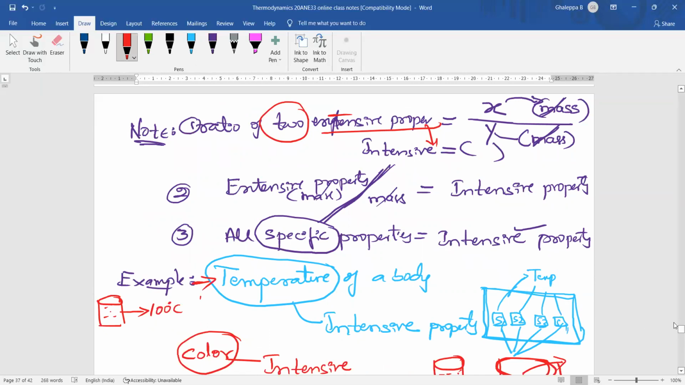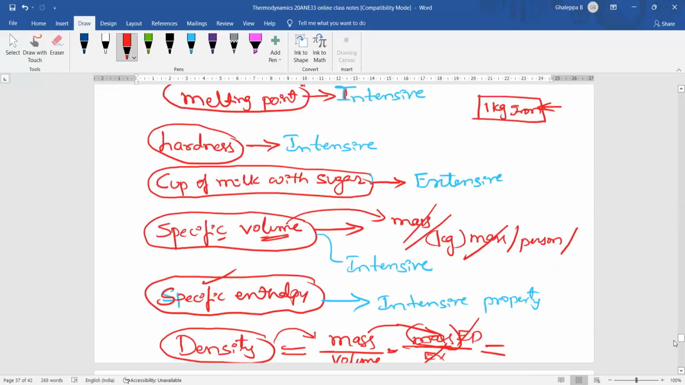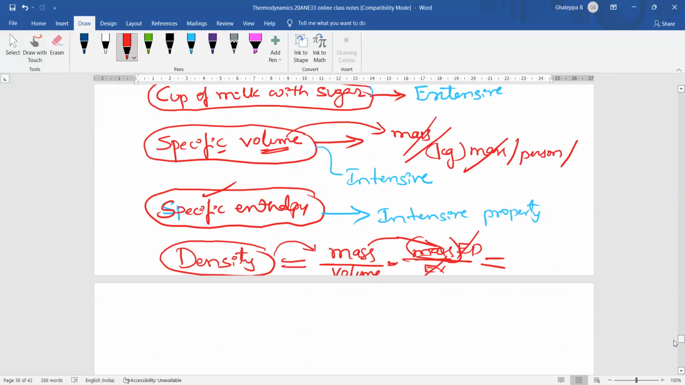Keep in mind such questions may be asked in the exam. By looking at the word, you may suddenly judge it as an intensive property. So don't decide suddenly. Take your time and write the formula. If mass is in the numerator and mass is also in the denominator, both terms get cancelled and you make it intensive. So it is an intensive property.